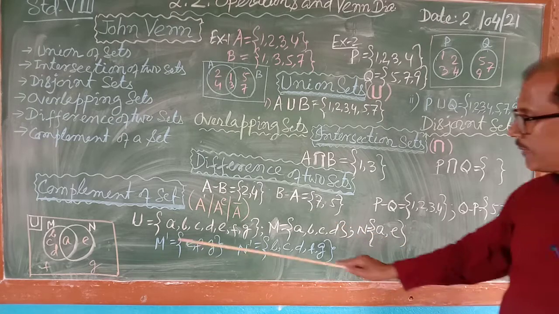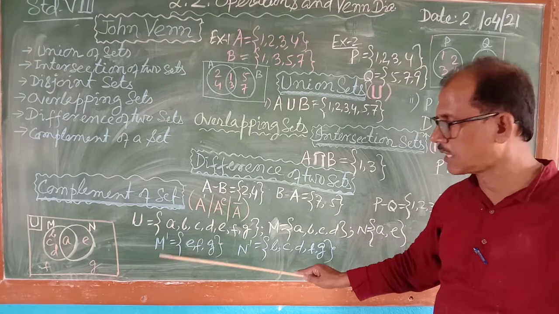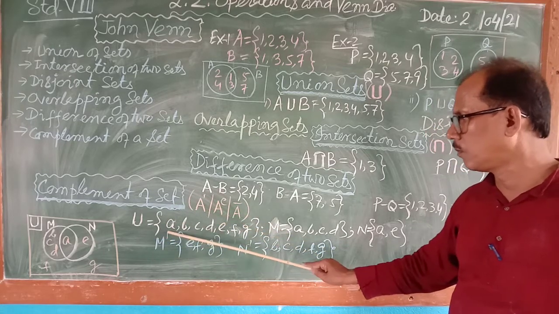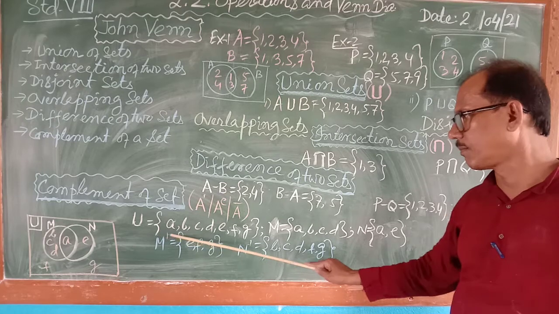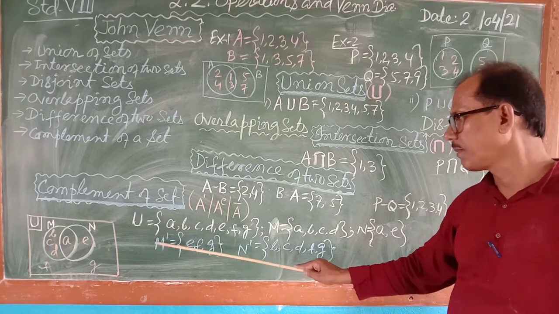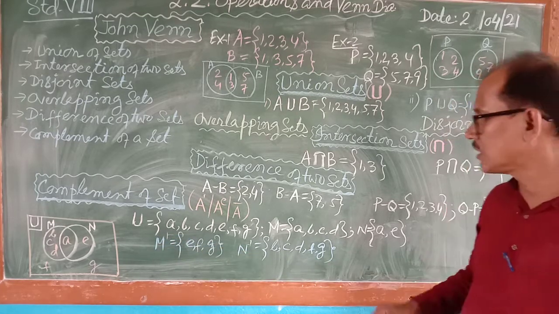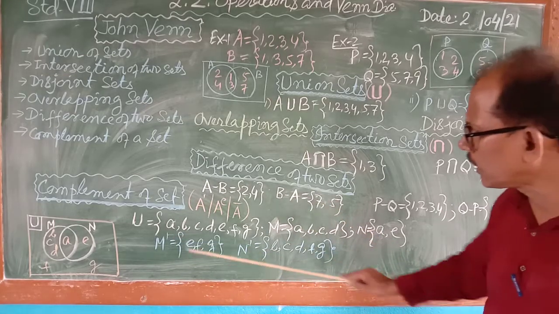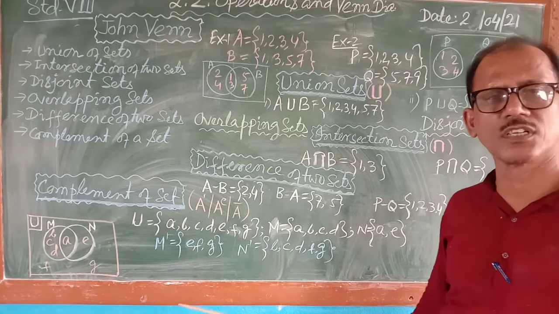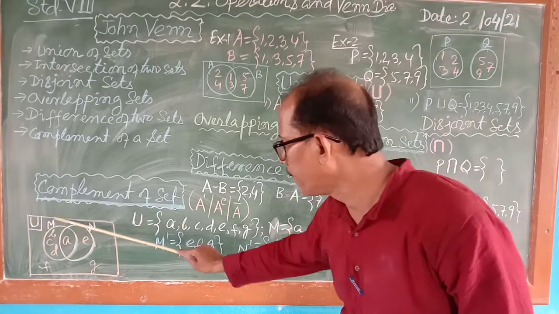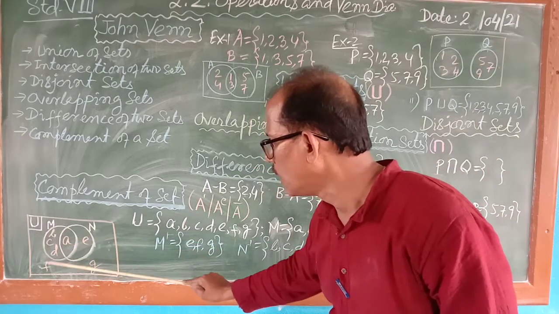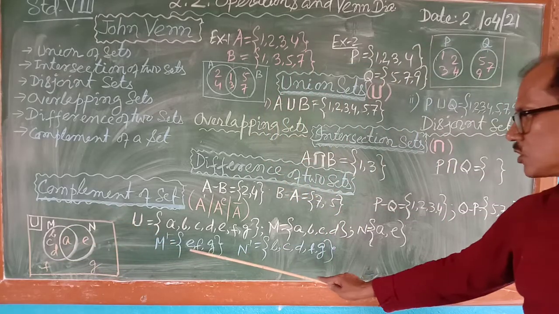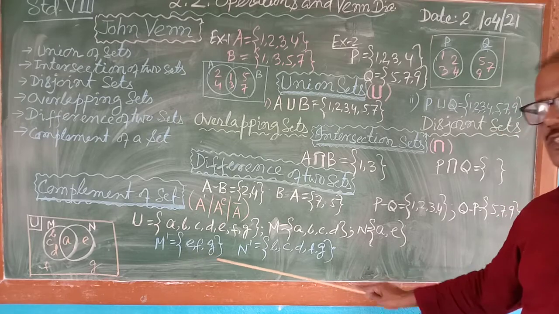So what will be the complement of M? M dash is the M complement, or M with C on top, or M with a bar on top. M complement means leaving the elements of M. Which are the elements present in the universal set, leaving M? What are the remaining elements? E, F, and G. So M complement will be E, F, and G.